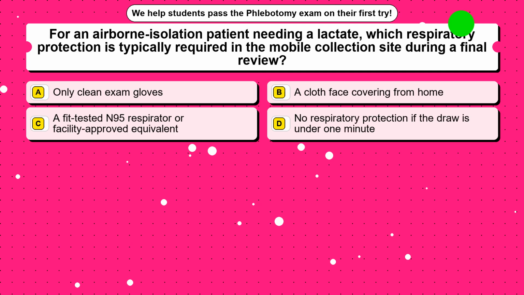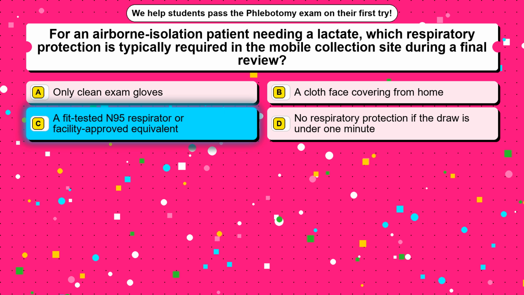Question 15. For an airborne isolation patient needing a lactate, which respiratory protection is typically required in the mobile collection site during a final review? Option A. Only clean exam gloves. Option B. A cloth face covering from home. Option C. A fit-tested N95 respirator or facility-approved equivalent. Option D. No respiratory protection if the draw is under 1 minute.